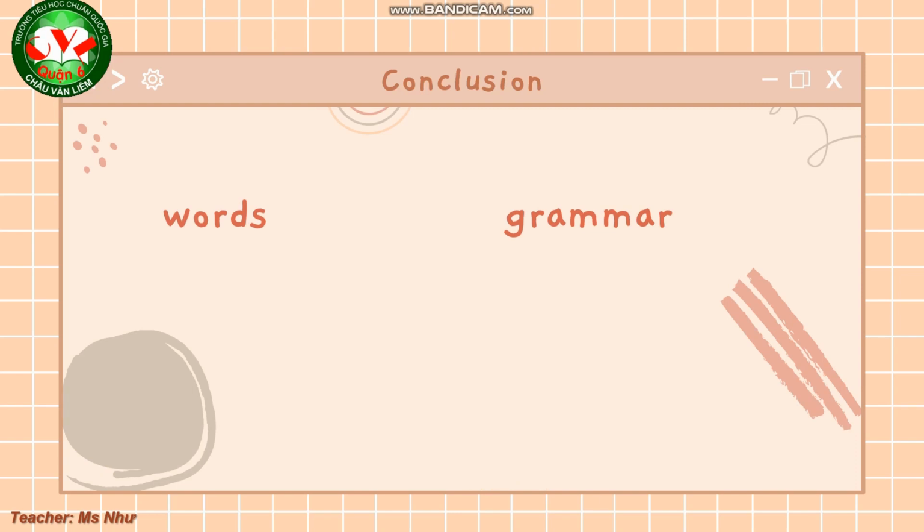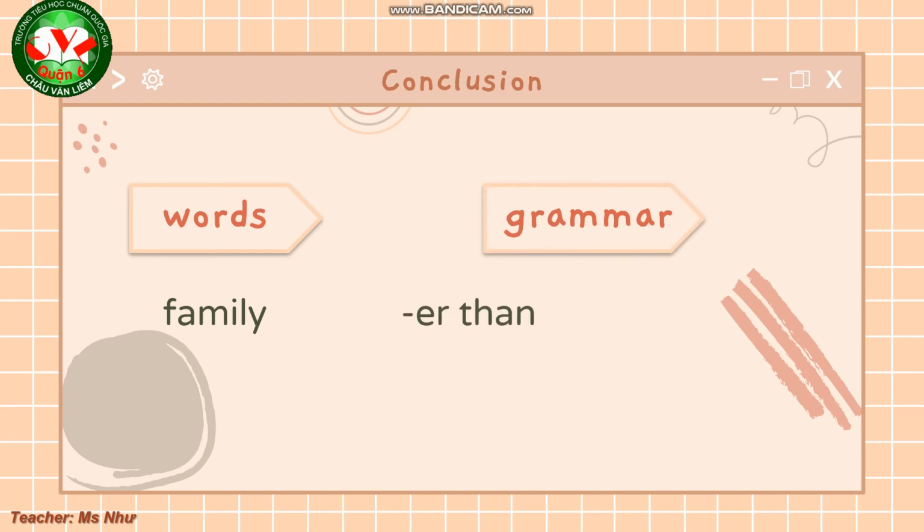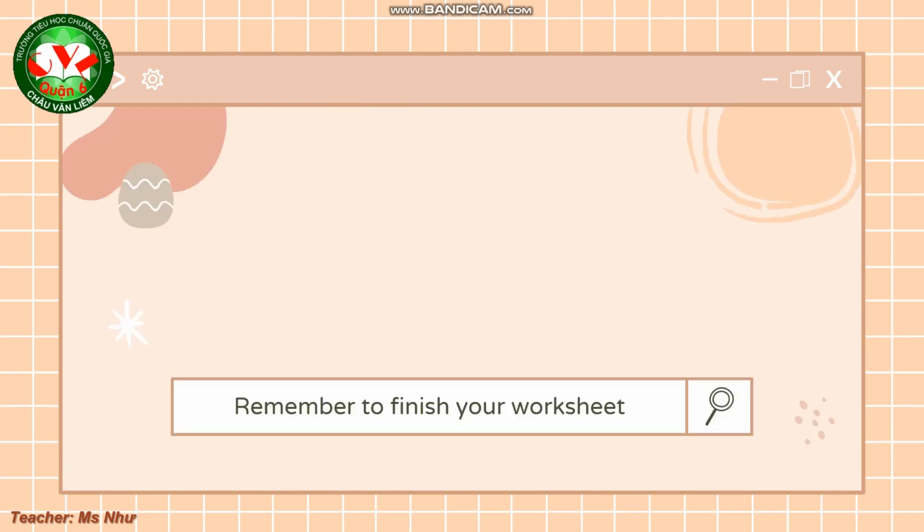So, in the lesson today, you just need to remember 3 things. About the words, please remember all the family words. And for the grammar, please remember than, and was, were. This is enough for our lesson today. Remember to finish your worksheet and watch the video again to understand the lesson better.